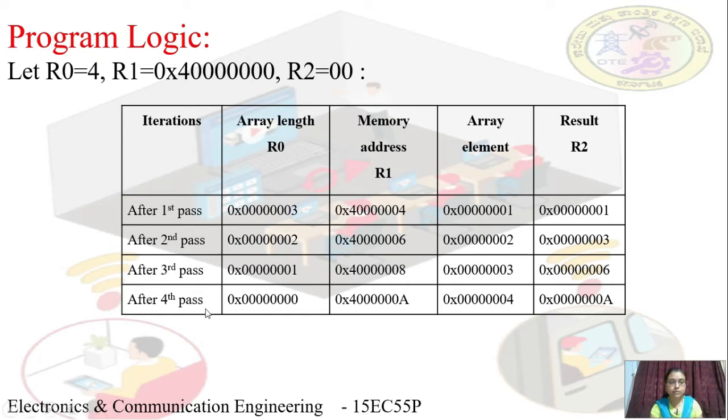So after the next iteration, decremented by 1, it becomes 0. Then the memory address is 400A. The array element we have given is 4. This is added with the previous result, that is 6. 6 plus 4 is 10. Actually in decimal it is 10, but in hexadecimal it is written as A. Again R0 is compared with 0. If it is equal to 0, it will stop the execution and store this result into the memory location. So this is the logic behind this program.